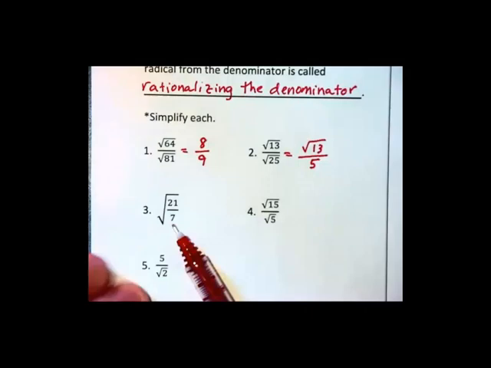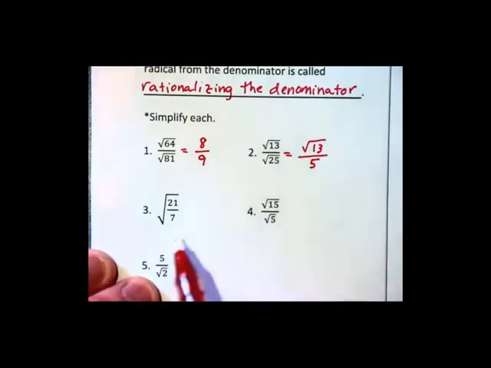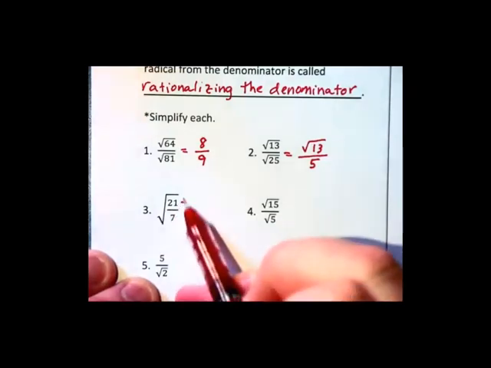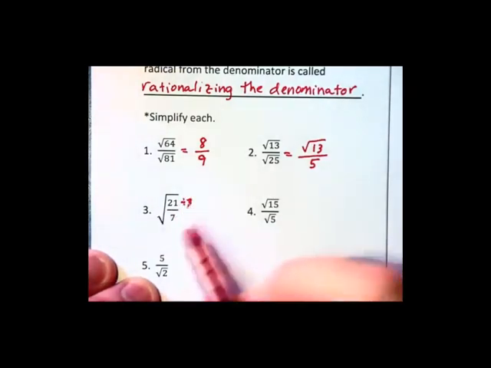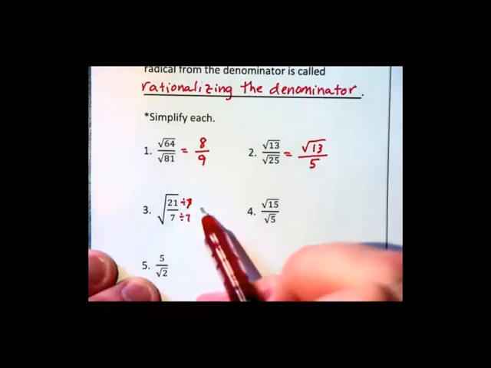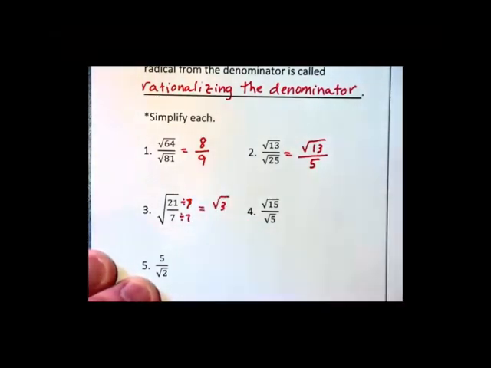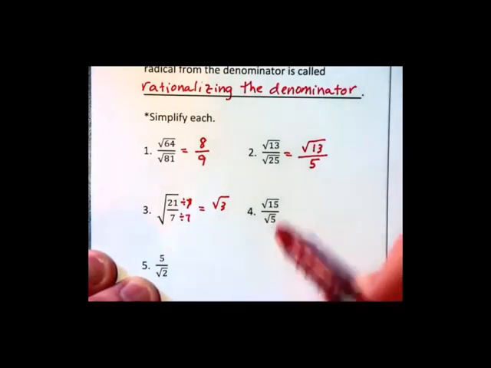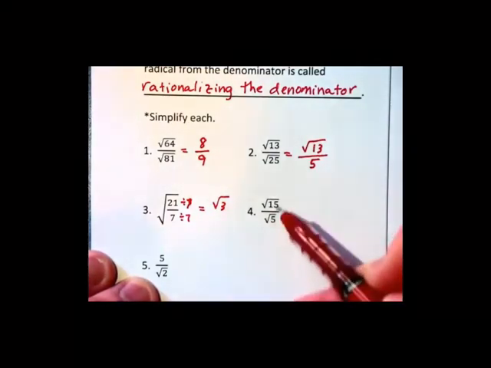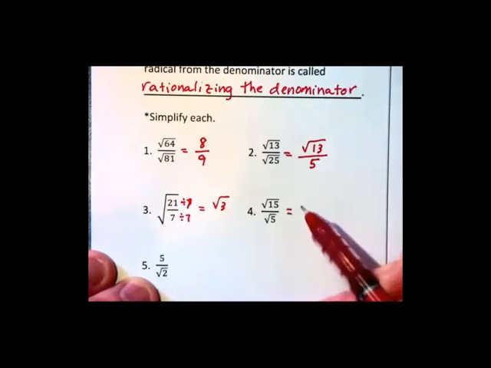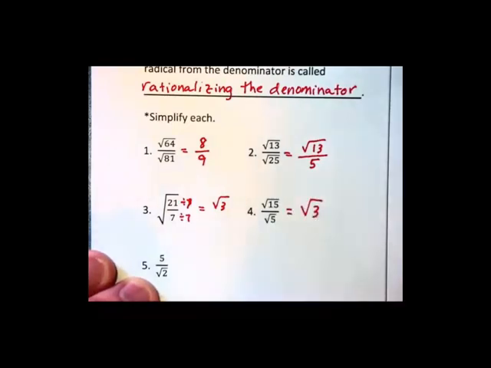Now on number 3, this 7 is not easily square rooted, and we need to get rid of that square root of 7 down in the denominator. What we're going to do is reduce the 21 over 7 by dividing by 7 over 7, and that's going to give you root 3 over 1, so just root 3. So in other words, you can cancel an any with an any when you're dividing. 15 divided by 5 is 3, and so this is going to be root 3.